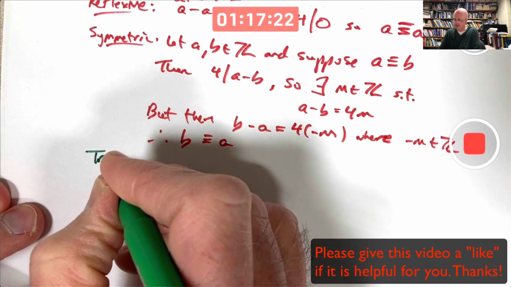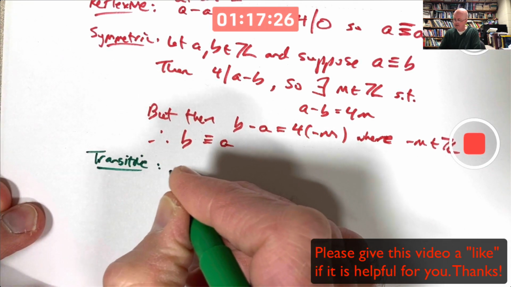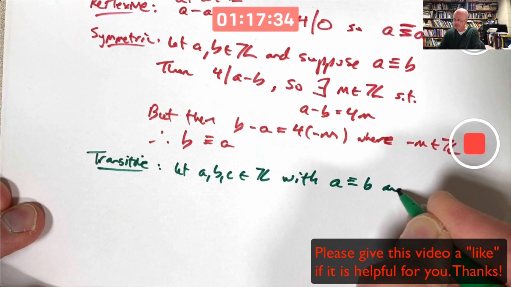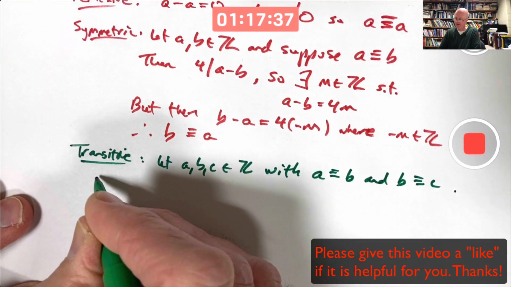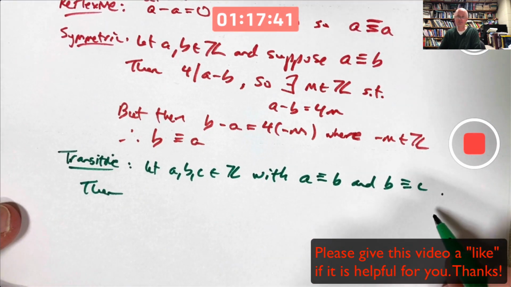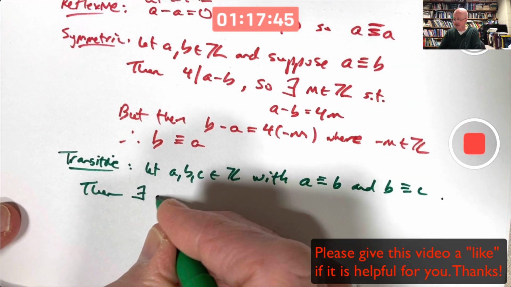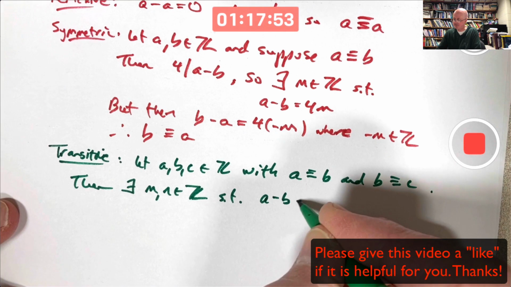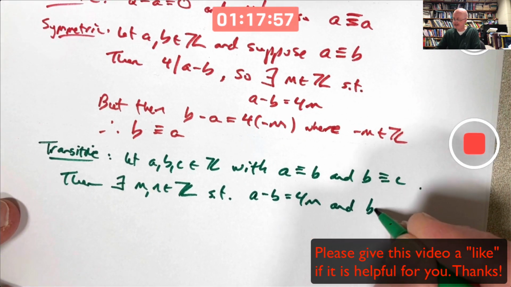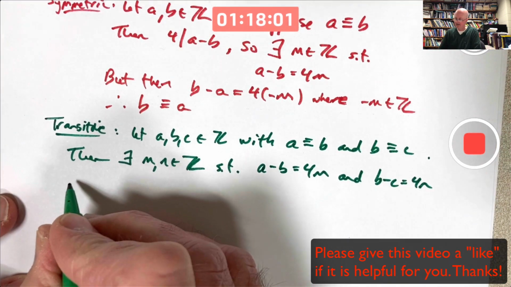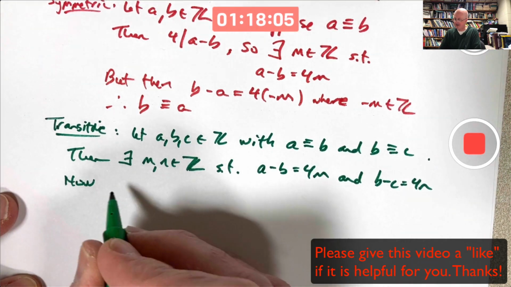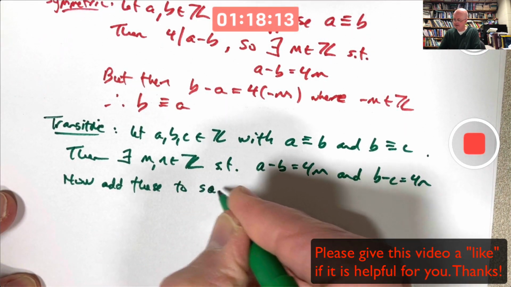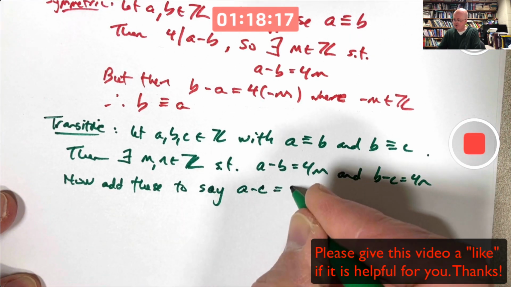Finally, the transitive property. Let A, B, C be in Z with A equivalent to B and B equivalent to C. Then that means 4 divides A minus B. It also means 4 divides B minus C. There exists an m and an n, say, that are integers such that A minus B is 4m, and B minus C is 4n. Now add these equations. If it's not clear what to do, you got to experiment. And cancel the b's to say A minus C is 4m plus 4n, right?